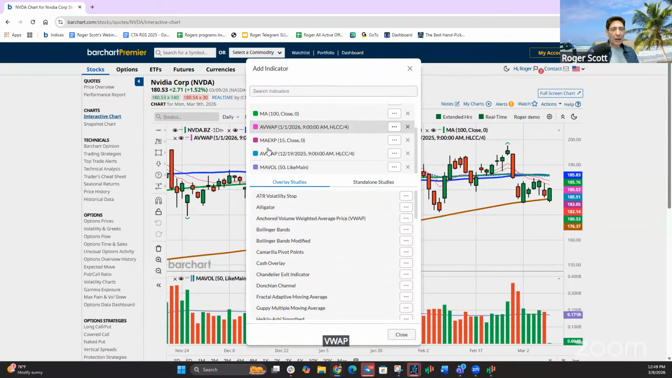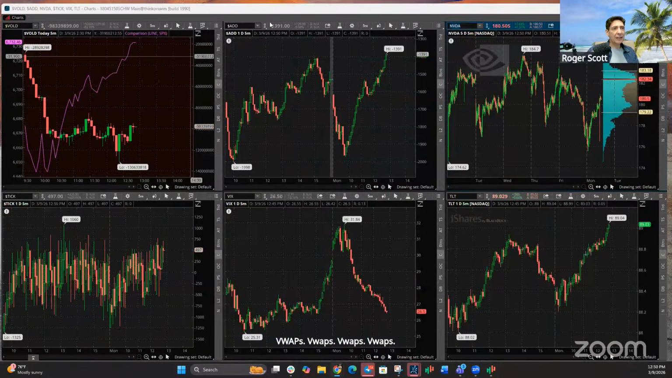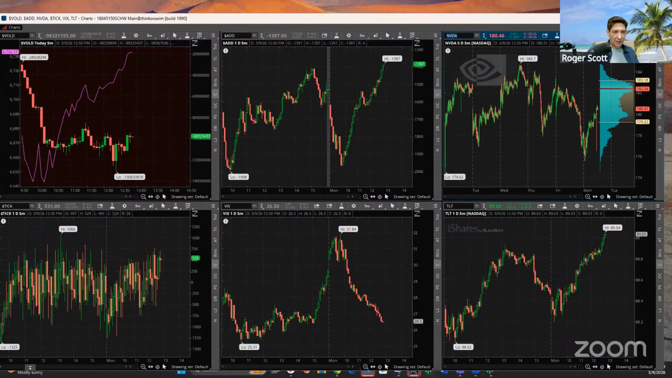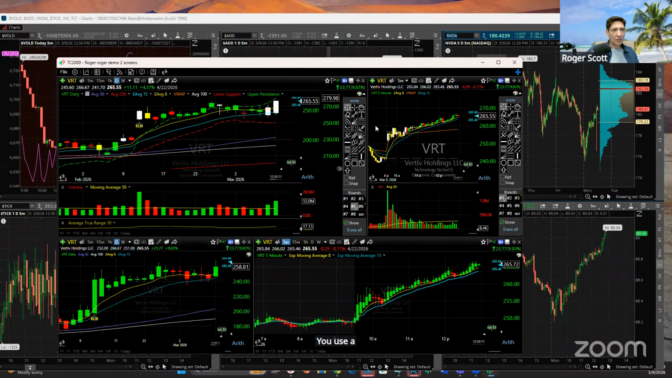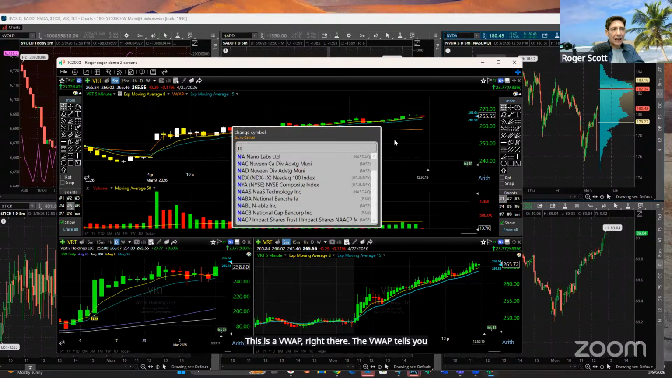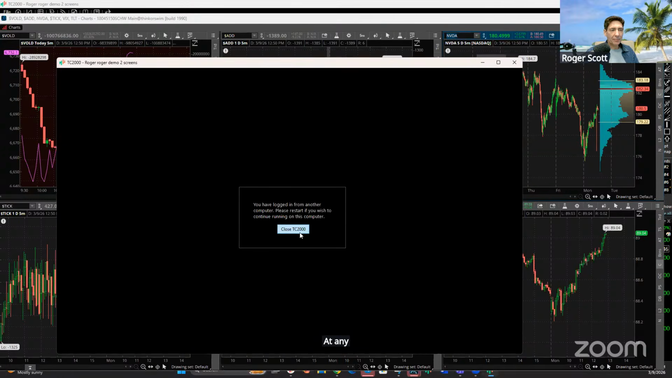VWAPs. Intraday, you use a tool. This is a VWAP right there. The VWAP tells you for any stock at any given time.